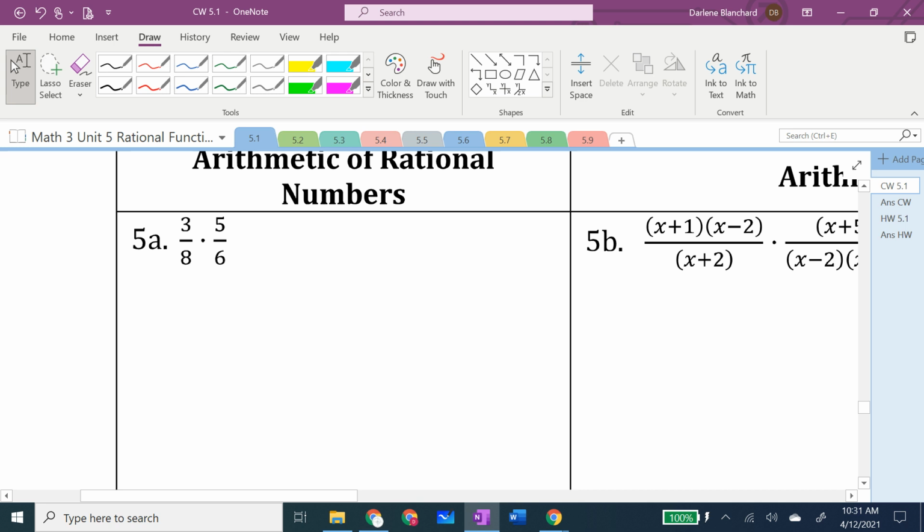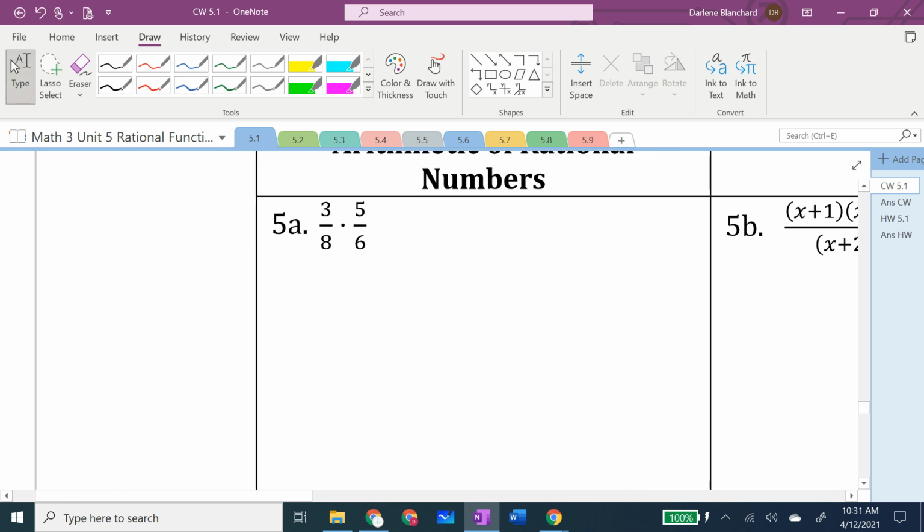So let's start off with, do you remember how to multiply fractions with numbers? Just regular old fractions. I'm assuming some of you are remembering. You get to flat out multiply across the top and multiply across the bottom. So 3 times 5, 8 times 6. But then you're looking for, are there numbers that can divide both the top and the bottom?